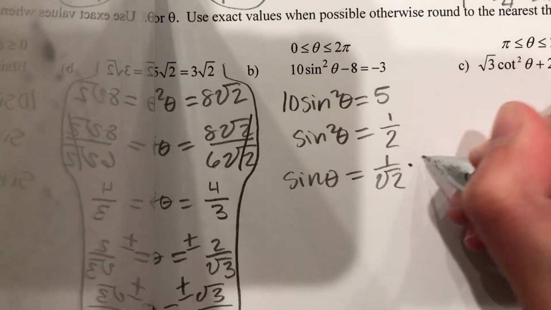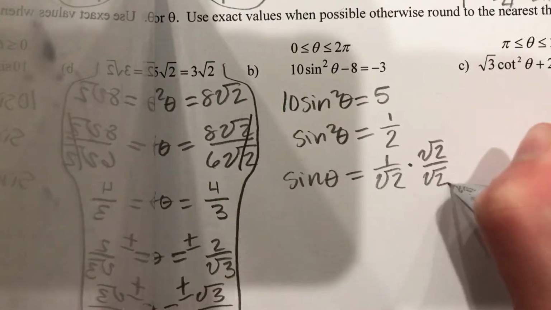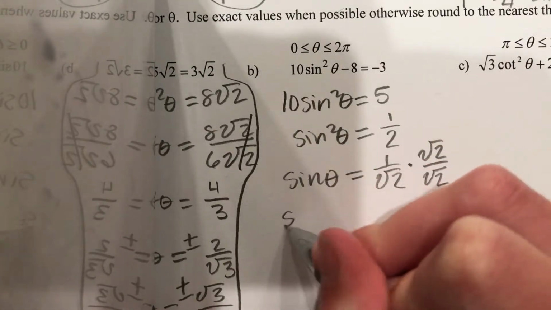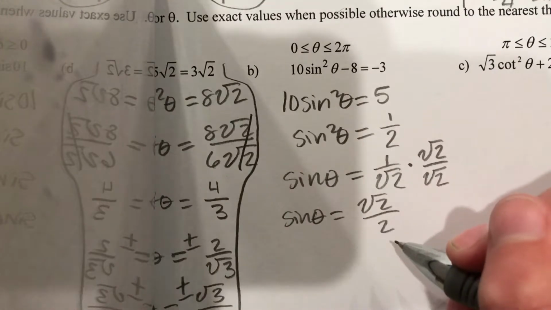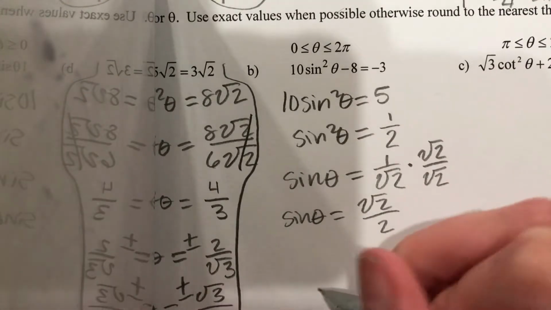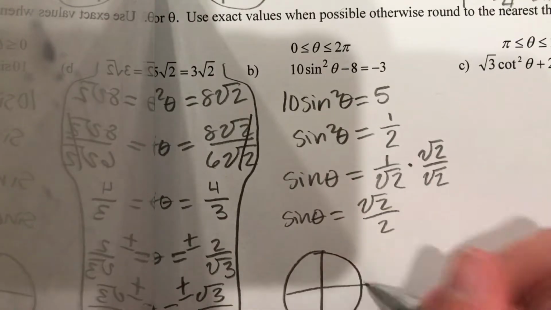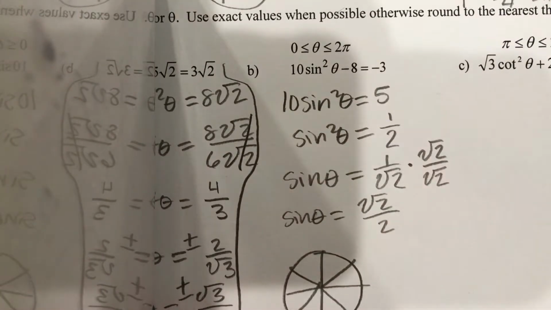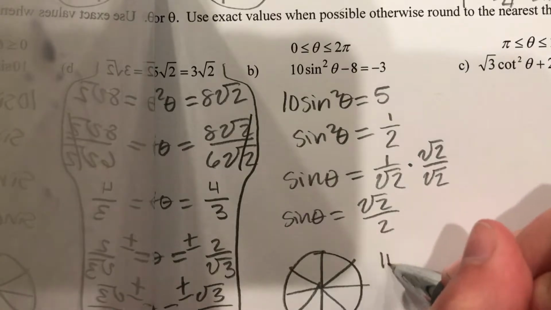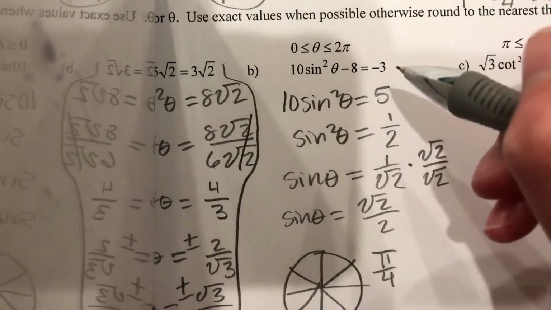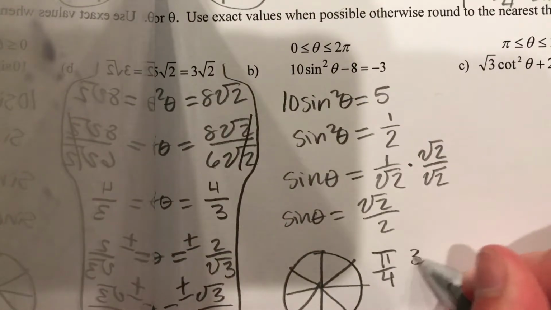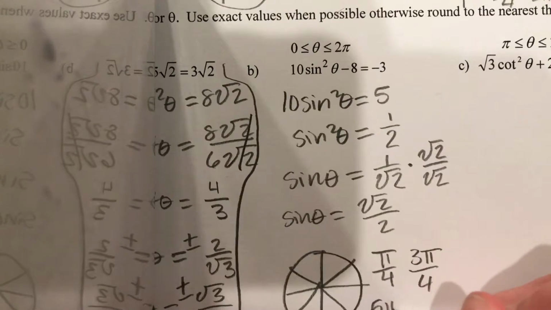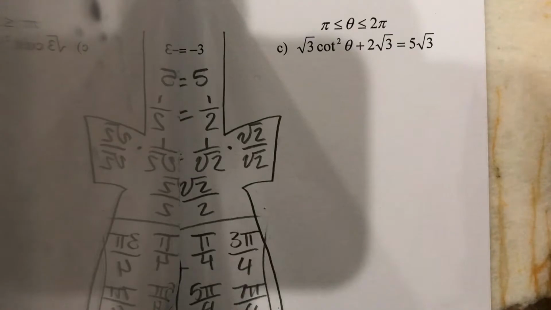In order to make it legal, you'd have to multiply it by root 2 over root 2, because it's a fancy form of 1. And then you get sine of theta equals root 2 over 2. And then, on the unit circle, that would be 45-degree angles. So then you have pi over 4, and since there's a domain restriction, you don't add the 2 pi n. You'd also have 3 pi over 4, 5 pi over 4, 7 pi over 4, and those are your answers.